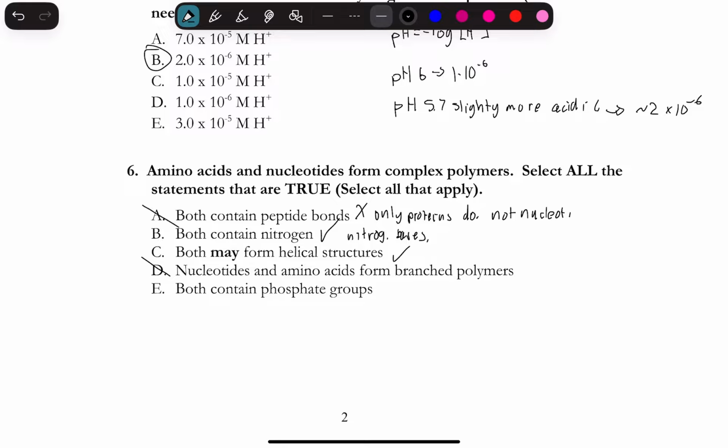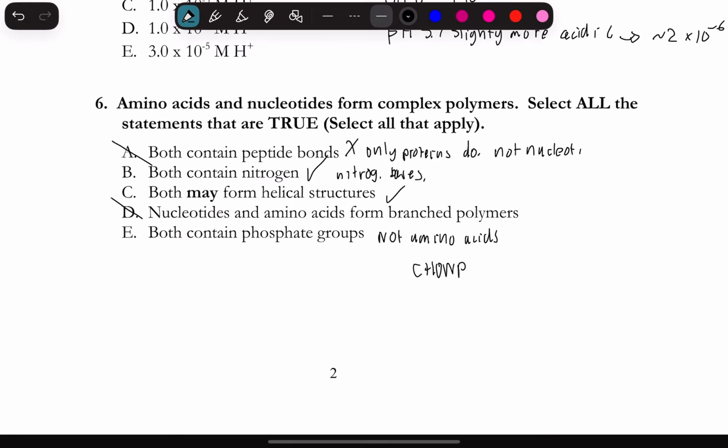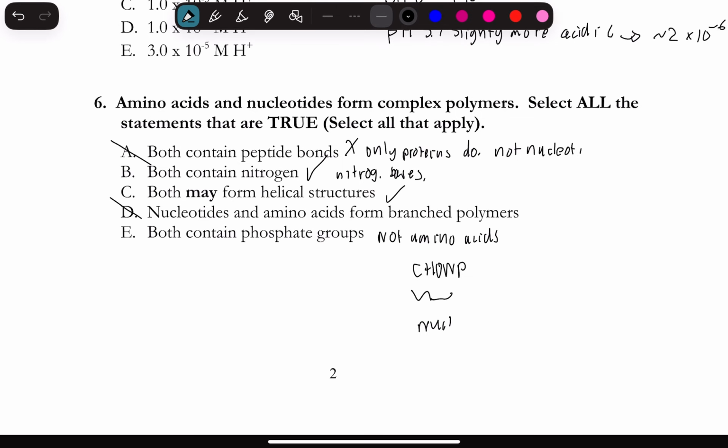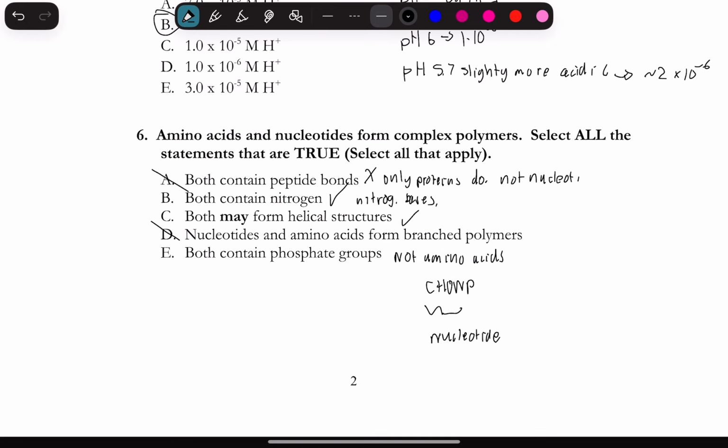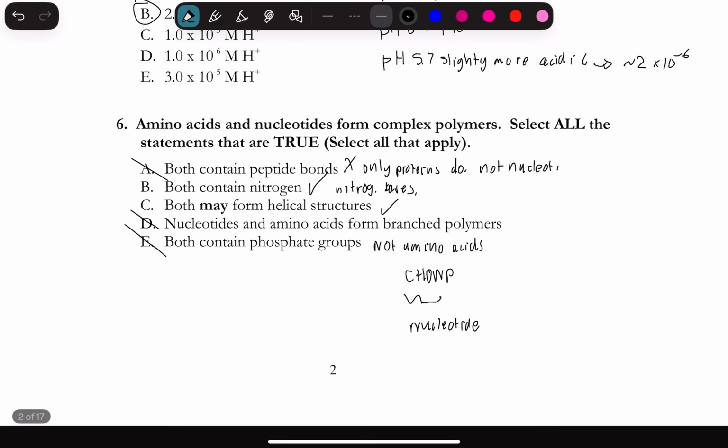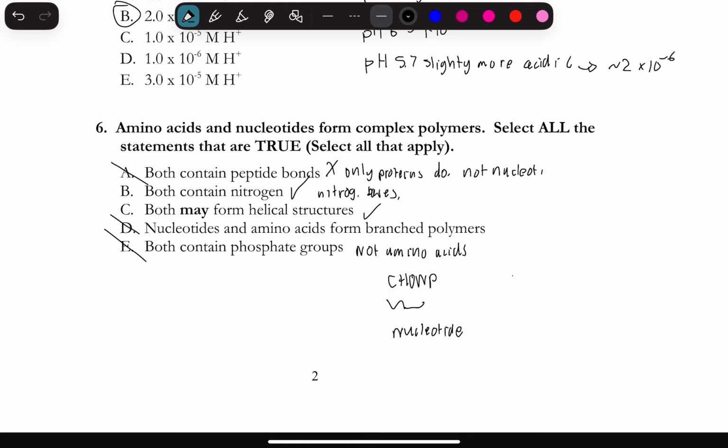And both contain phosphate groups. No, not amino acids. We know that it's CHONP for nucleotides, so there's phosphorus, but they both don't contain phosphorus because proteins have no. I mean, nucleotide is CHONP, and then CHON is for protein.